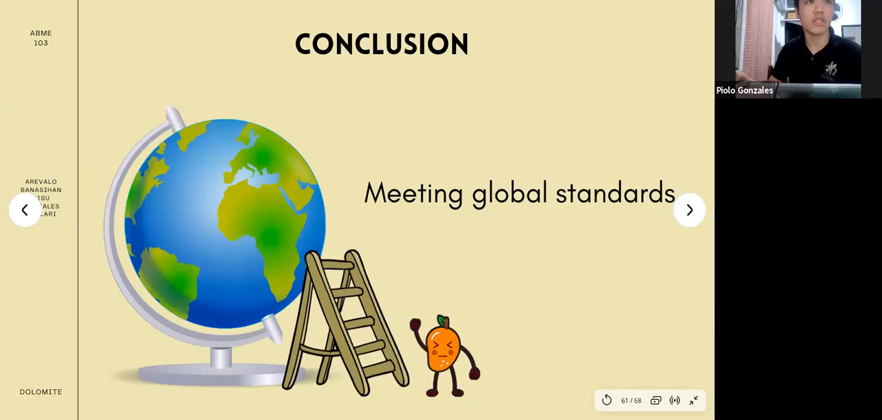Last for the conclusion is meeting the global standards. Mango is an exportable commodity. However, the strict global standards make it hard for the mango growers and processors to penetrate the global market. Since mango is prone to insects, pests, and diseases, it is hard to keep the fruit blemish-free, which is one of the criteria of some countries.